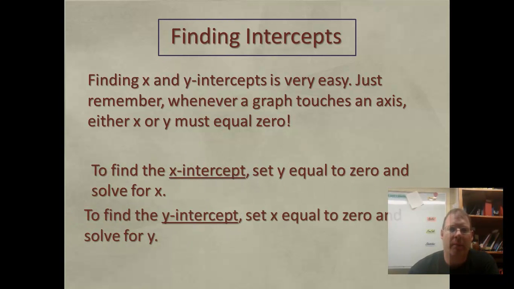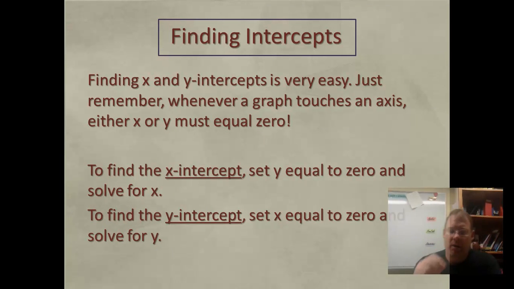So all that means is to find the x-intercept, you set y equal to 0, and then you solve for whatever x is. And conversely, if you want to find the y-intercept, you set x equal to 0 and solve for y. So the process is actually quite simple.